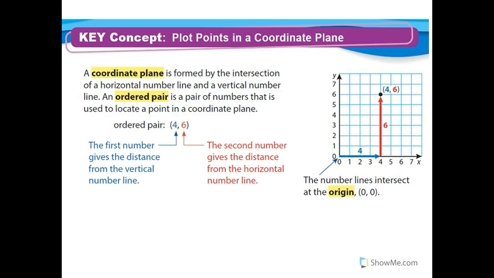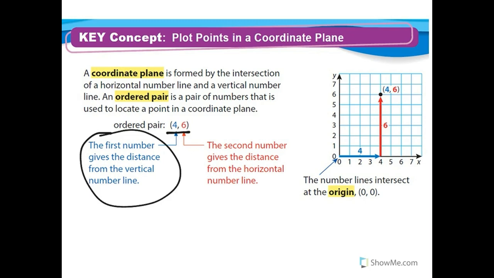So let's take a look at our key concept. Plot points in a coordinate plane. A coordinate plane is formed by the intersection of a horizontal number line and a vertical number line. An ordered pair is a pair of numbers that is used to locate a point in a coordinate plane. So here's our ordered pair, 4, 6. The first number gives the distance from the vertical number line.